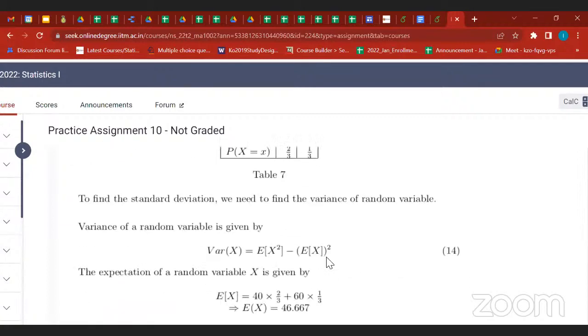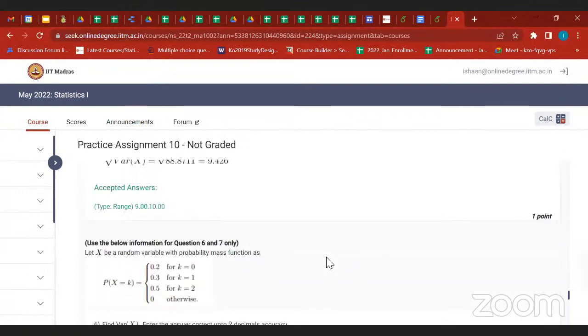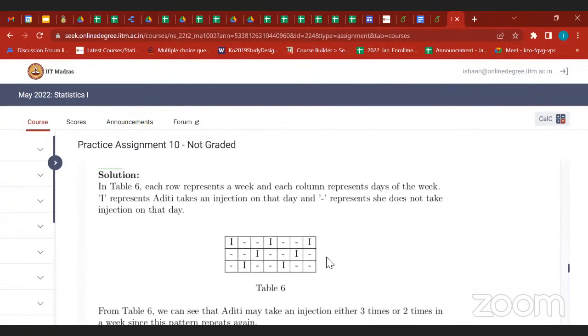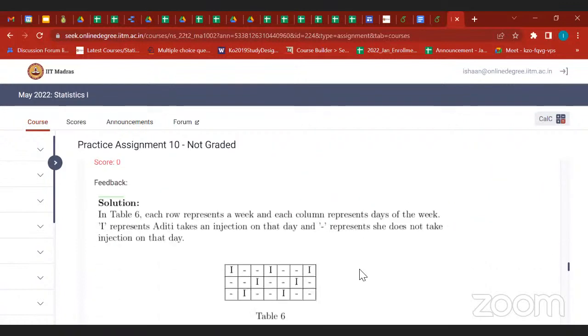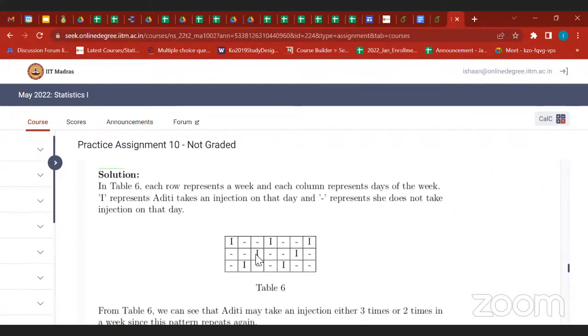Correct, sir. Sir, does every 3 days mean every 3 weeks? No, sir, the question says every 3rd day. Every 3rd day she needs to take an injection. So there can be a gap between two injections, sir. 0th day, first day, second day, third day. Yeah, first day we have taken, then for second and third day we won't take. On the fourth day we will take. Okay, every third day.